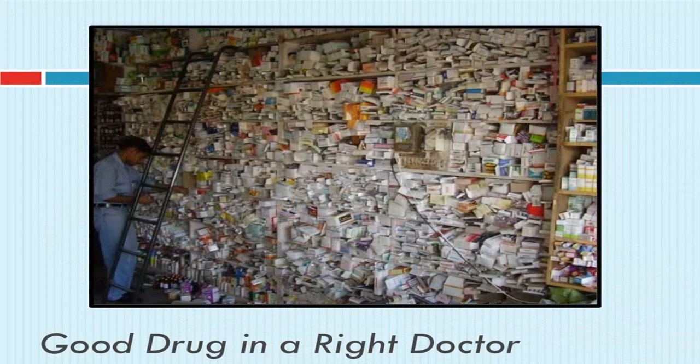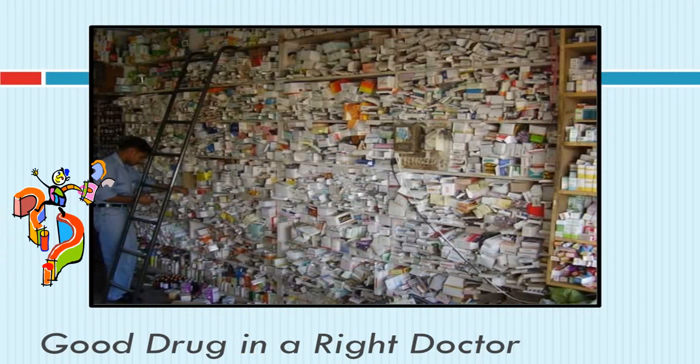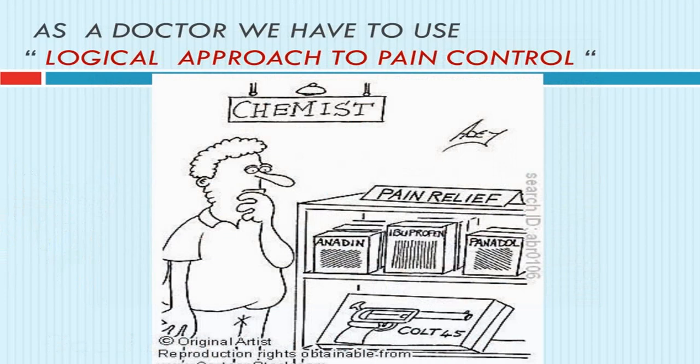Say a doctor prescribes a drug and a chemist has a big list of all these drugs. It becomes very difficult to search out where that material is present. So again, a good doctor will write down a medication which is very, very important, very useful. So as a doctor, we have to use a logical approach to pain control. You have a lot of methods to go for pain control.